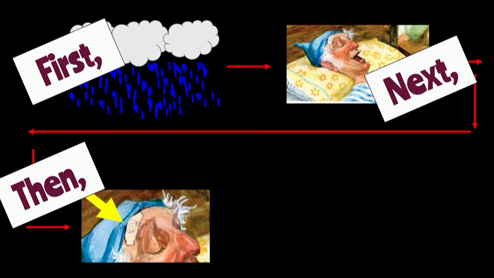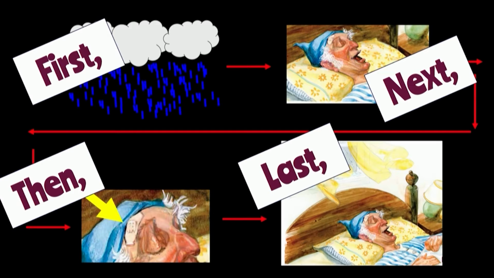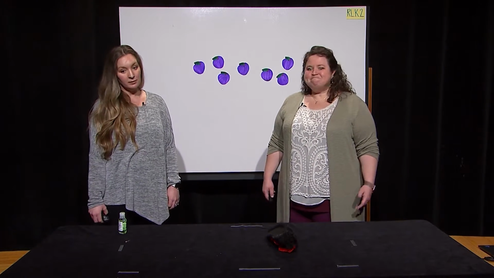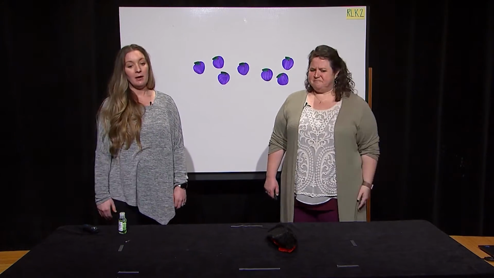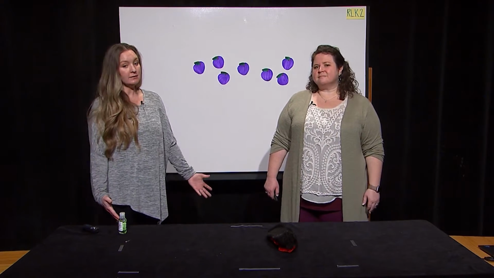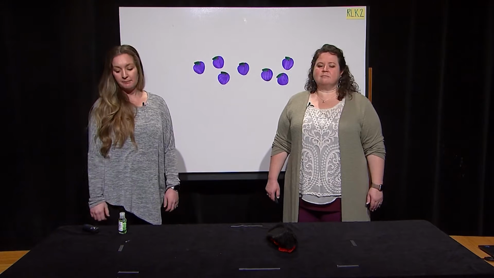First, it was raining and pouring. Next, the old man was snoring. Then he bumped his head on top of the bed. And last, what was it, friends? Yes, thank you. Last, he couldn't get up in the morning. I have never seen anyone sequence a nursery rhyme quite like you, friends. Please kiss your brain. Now that we have sequencing down pat, let's move on to our new nursery rhyme.